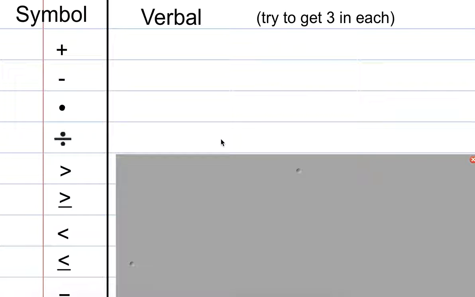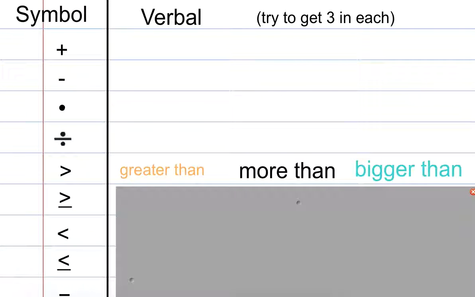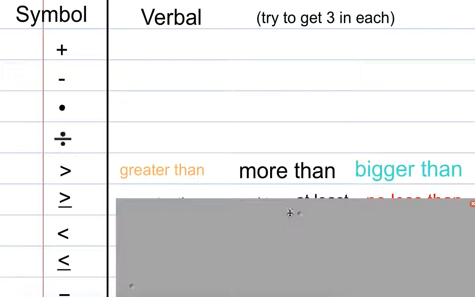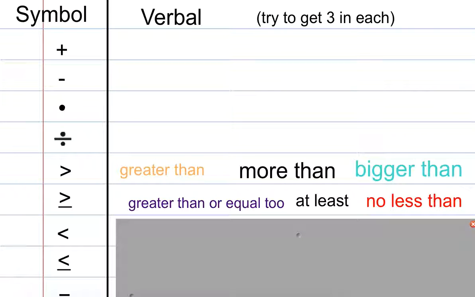So let's take a look. First of all is greater than. But you could say more than, bigger than, greater than, or equal to. Now these are where they start to get a little bit complicated. You could say at least, no less than. You could say minimum, because you can't have any less than it, so it would be its minimum amount.